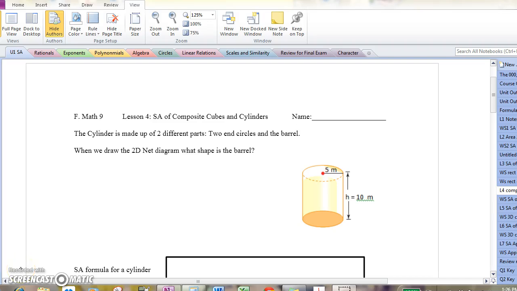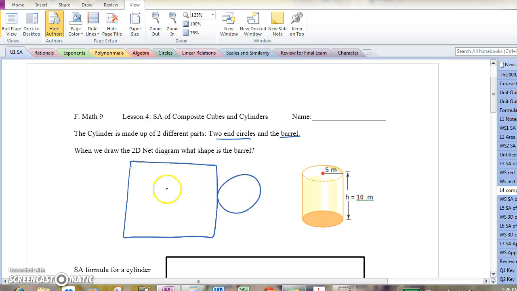Okay, so the cylinder is made up of two different parts. We have two end circles and the barrel in the middle. What shape does the barrel make if you unwrapped it? A rectangle. Okay, so we can draw that. Here we have the middle part. Two circles on the ends.